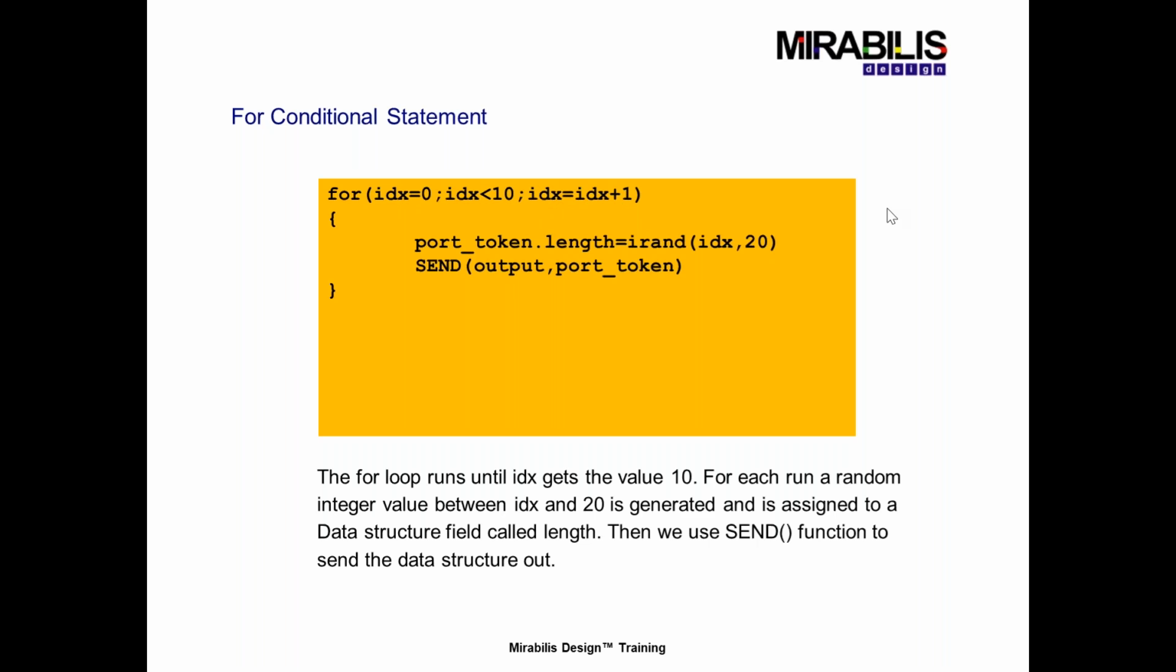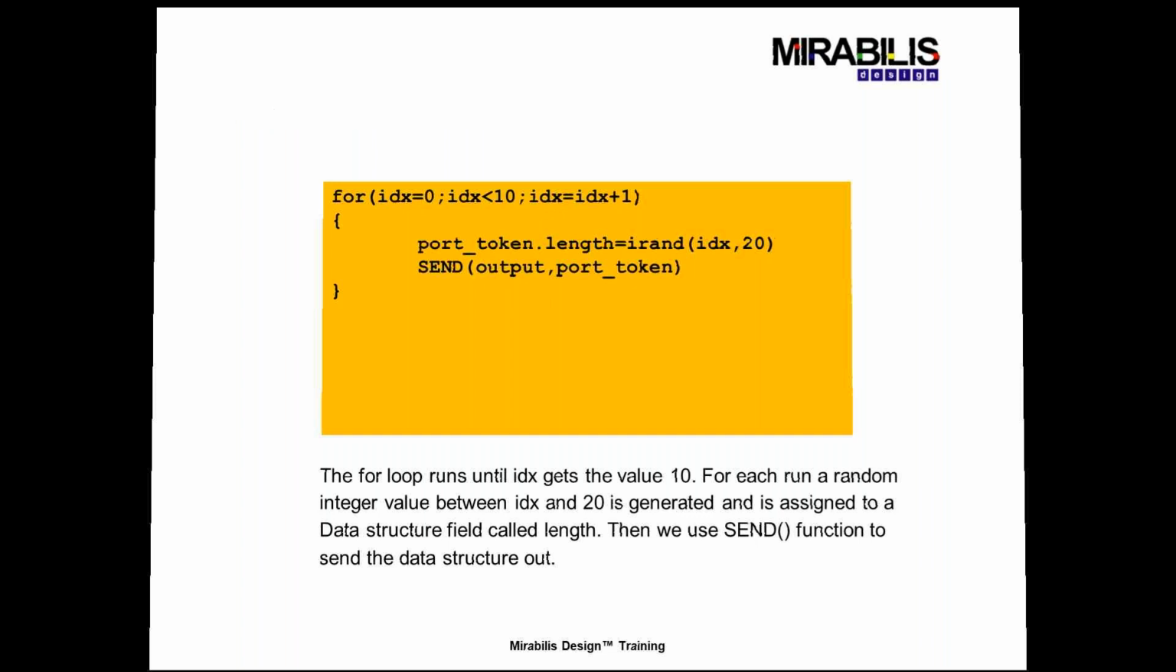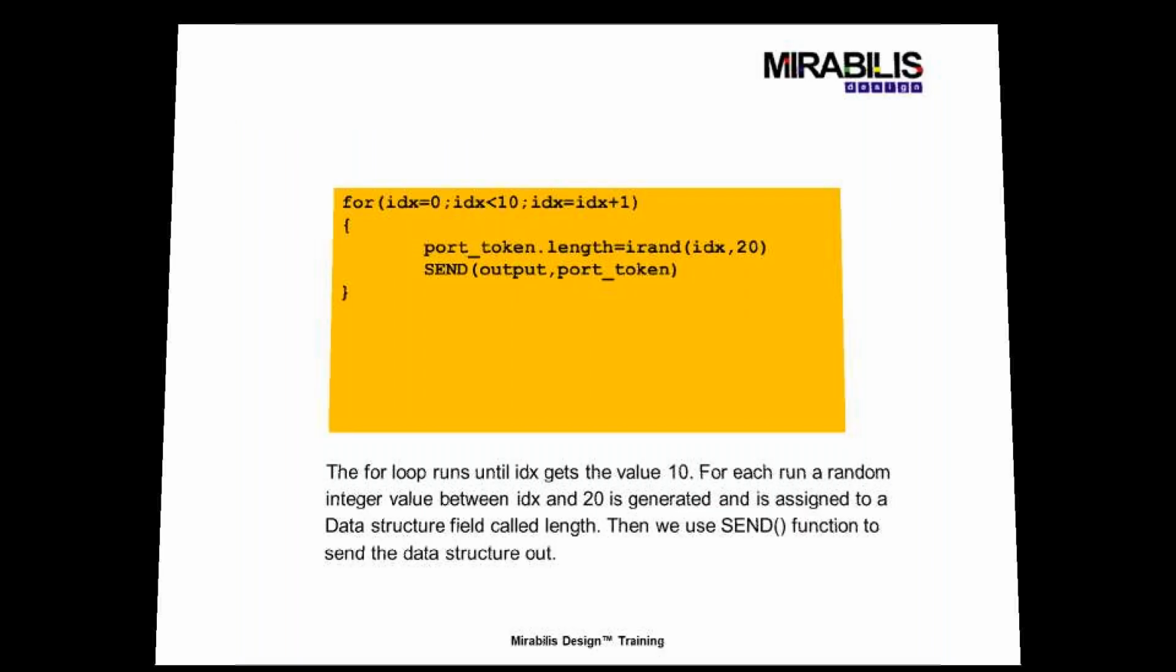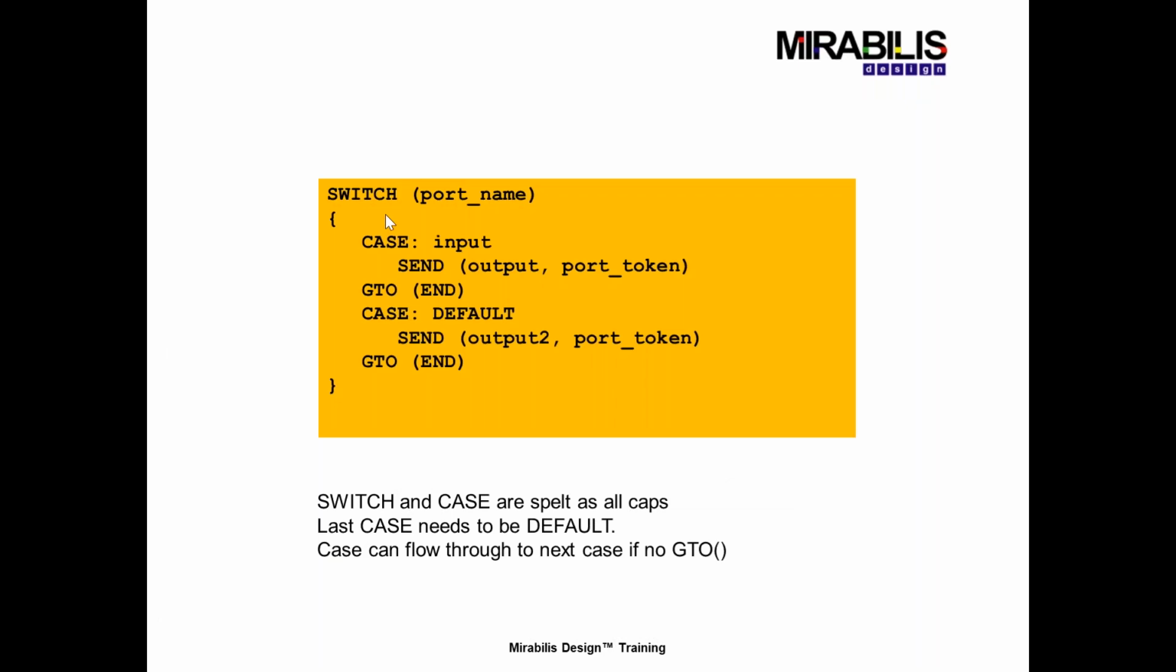Now, the next one is a switch case. And it's again a little bit different from C programming. There have been some changes where we support the exact format, but you can switch on, say, a port name. So when a port token comes in, you can see what the port name is, and then it can send it to one of them, or it can be a field of the data structure, or it can even be a variable. So based on a variable value, you can send it to any one of those.